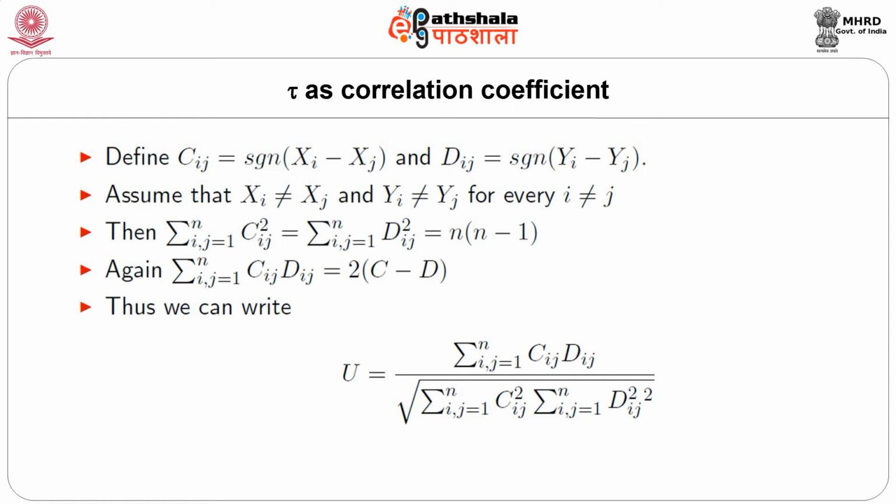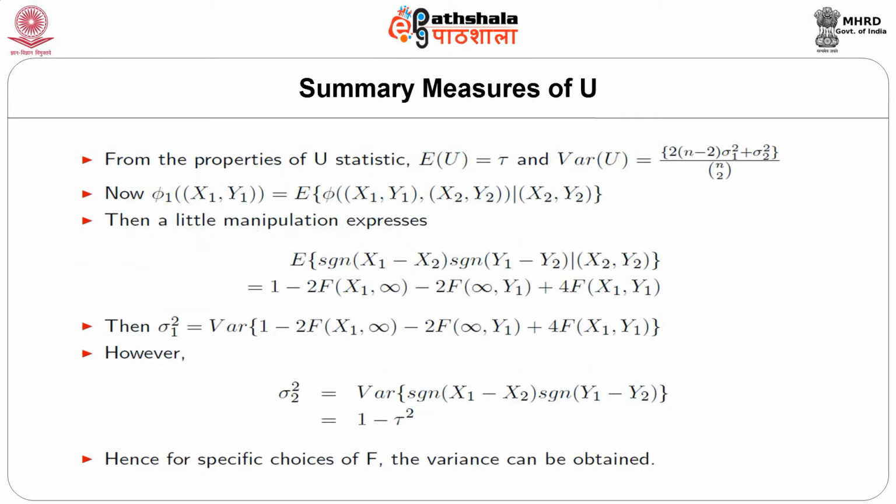Thus, U is expressed as a simple correlation coefficient. So, once we have expressed this sample Kendall's tau in terms of U statistic, we can get the corresponding summary measures. Now, from the properties of U statistic, the expected value of U is nothing but tau, and the variance of U can be expressed as twice n minus 2 sigma 1 square plus sigma 2 square, whole thing divided by n choose 2.